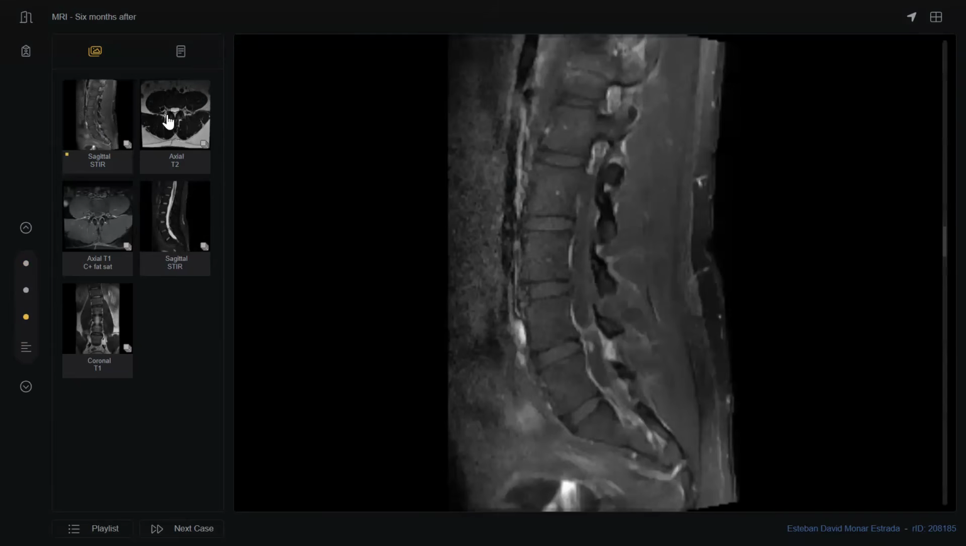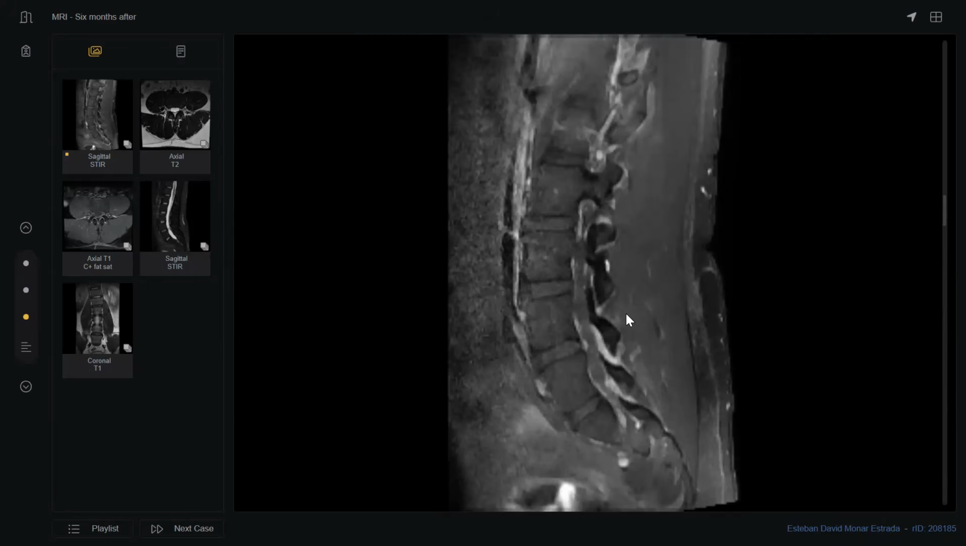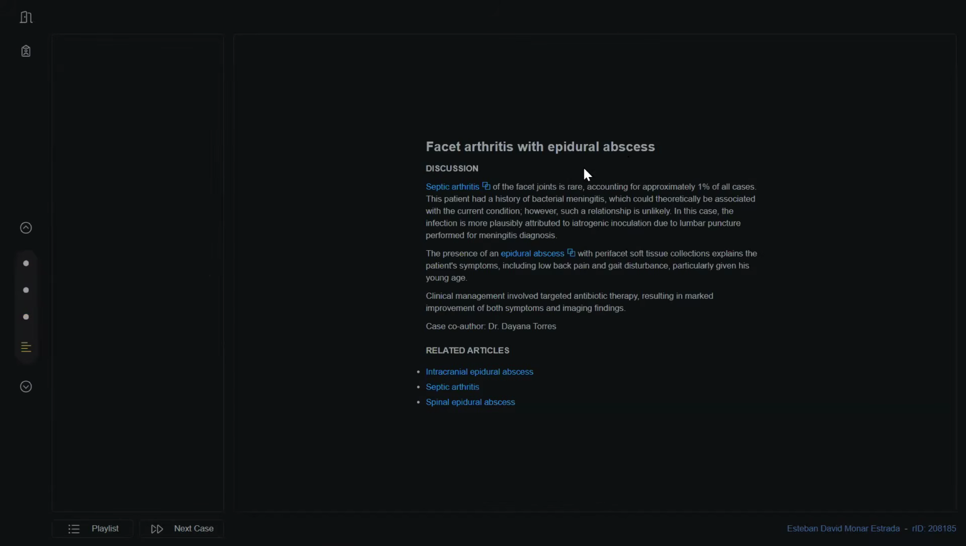Why? This is the normal appearance six months after. Look, there is no facet joint connection here, on both sides, just residual. So what is the answer here? Facet arthritis complicated by abscess, paraspinal and epidural.